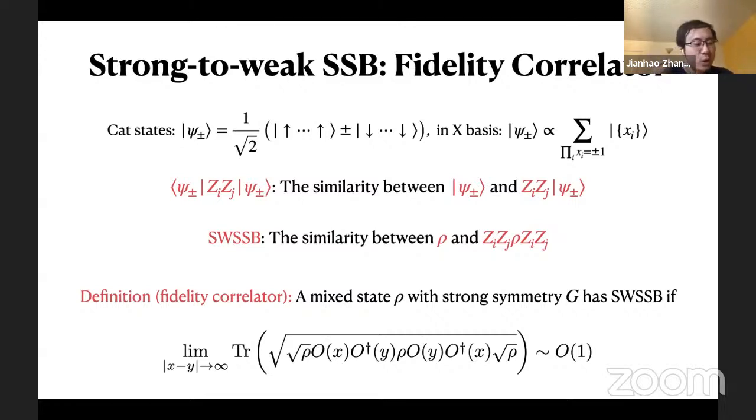And you may ask, why is it a strong-to-weak spontaneous symmetry breaking? Let me show you why. Because the traditional two-point correlator, let's say trace of rho O O, is short range. This emphasizes that the weak symmetry is not broken spontaneously. So the spontaneous symmetry breaking of the corresponding states we're talking about is actually the strong-to-weak spontaneous symmetry breaking.